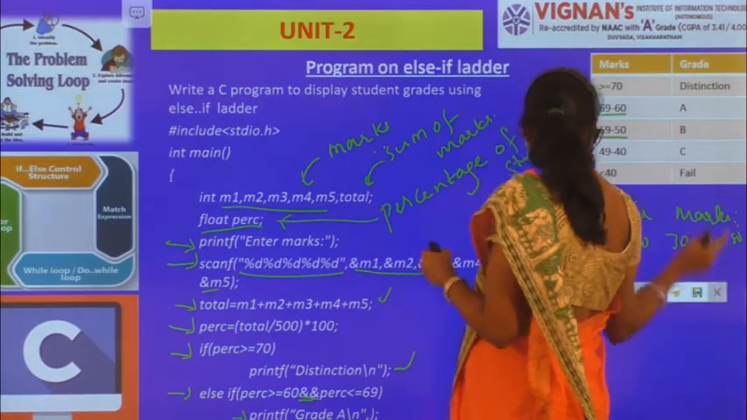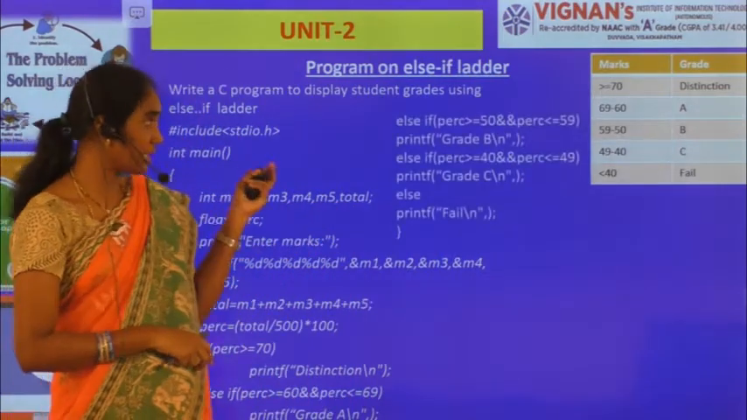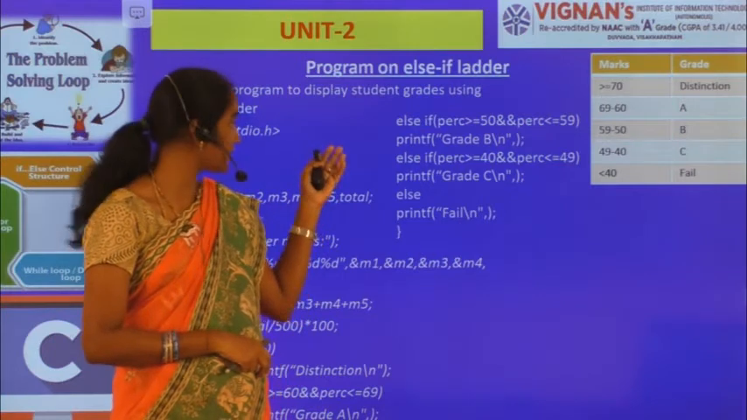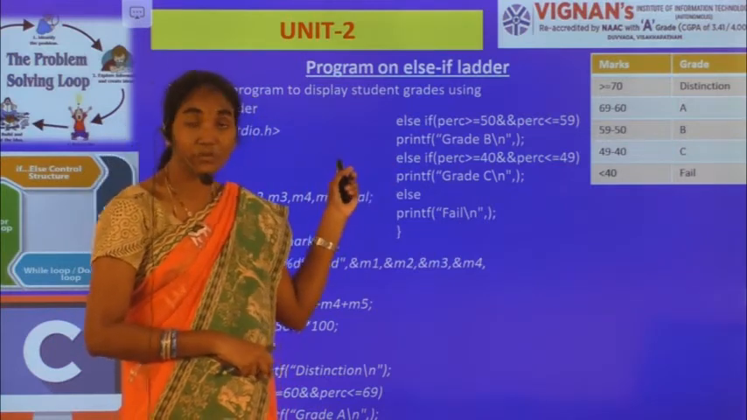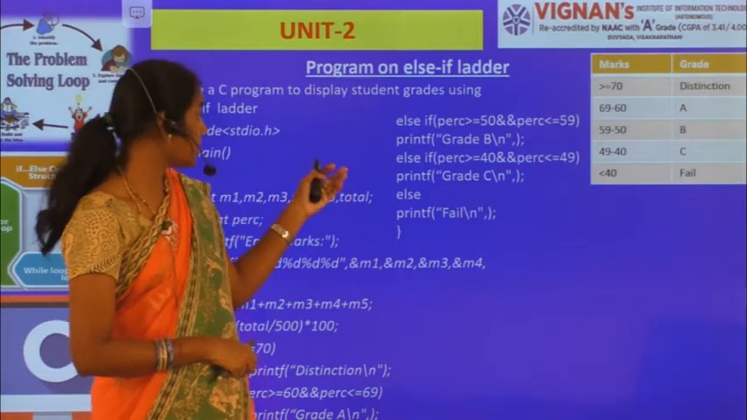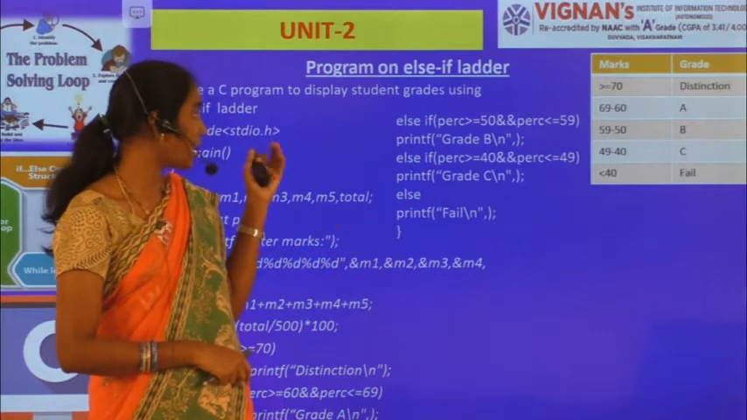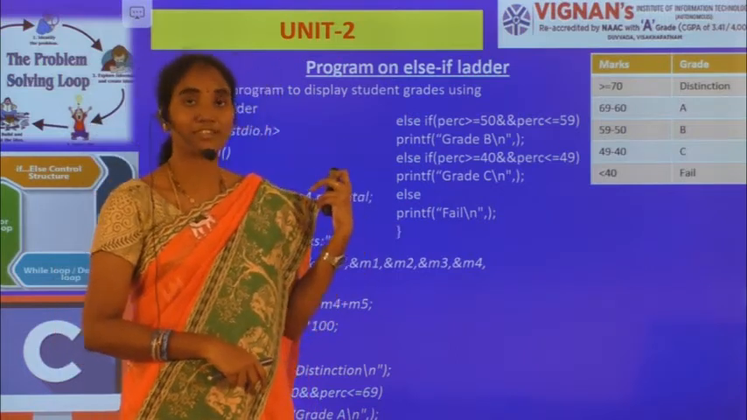right? Now continuation to this, here else if the remaining percentage is greater than or equal to 50 and less than or equal to 59, then it is grade B, and greater than or equal to 40 and less than or equal to 49, then grade C. Otherwise else I'm getting a message, printf fail. So this is how I need to write the program for printing the grade of a student, right?